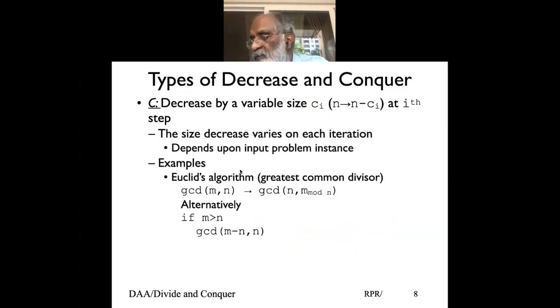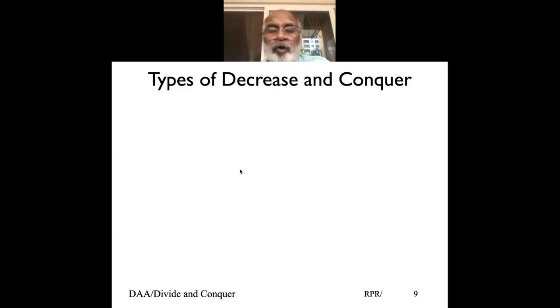So that also happens. That's the meaning of decreasing by a variable size. So when you decrease, it need not be a constant factor decrease. It could be a variable number. That's what we look at.